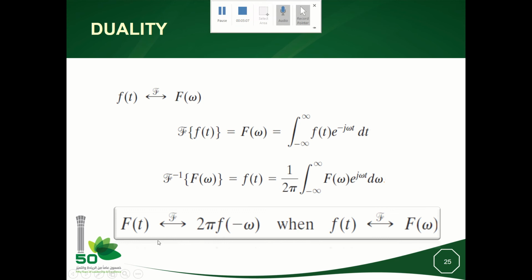We will prove that if now we reverse, instead of having F of omega, we replace omega by time, as you are seeing here. So what should be now the Fourier transform of capital F of t, a function of f lowercase, it means the original signal in time. So it is 2 pi f of minus omega, when we assume that f of t has a Fourier transform equal to F of omega.